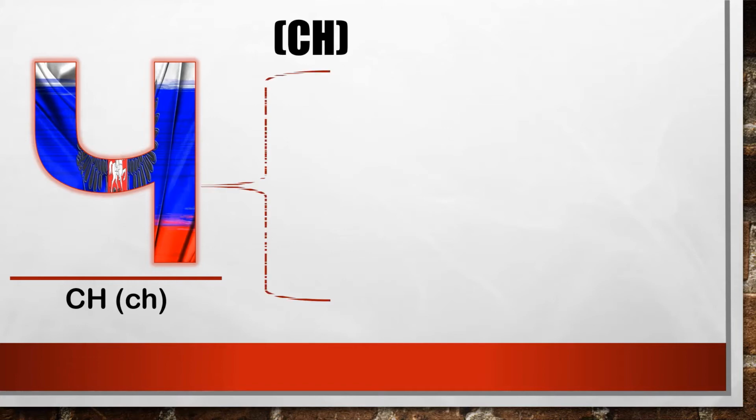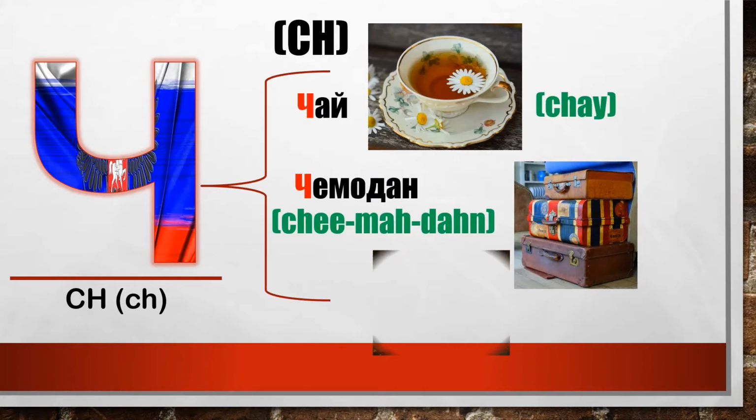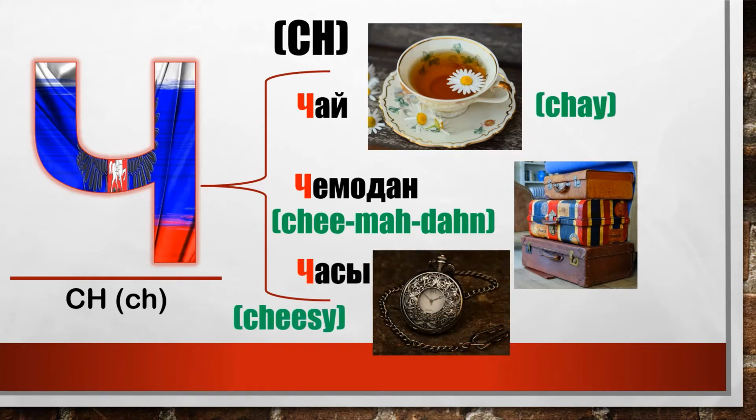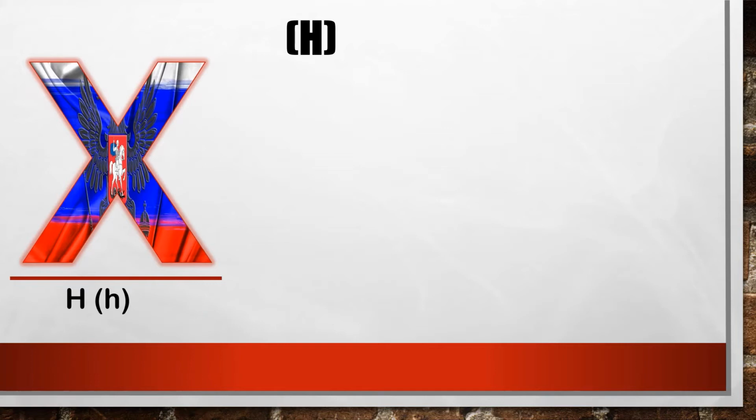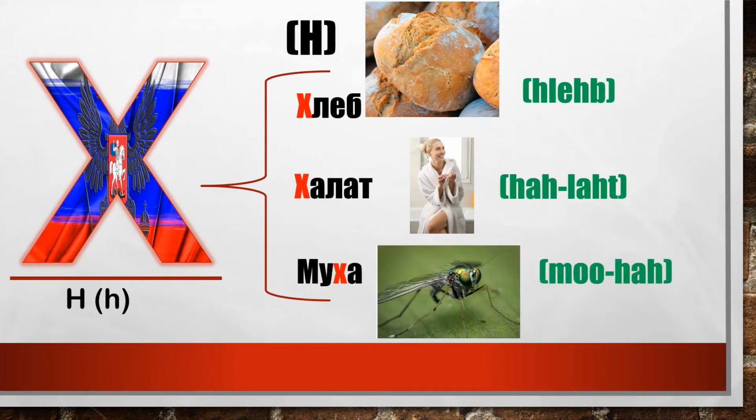Ч, like in examples of чай, чемодан, часы. Х: хлеб, халат, муха.